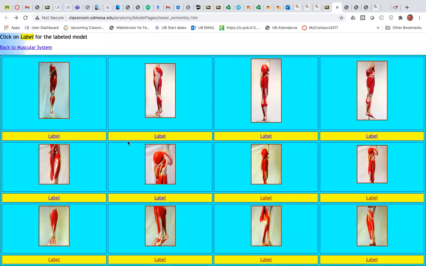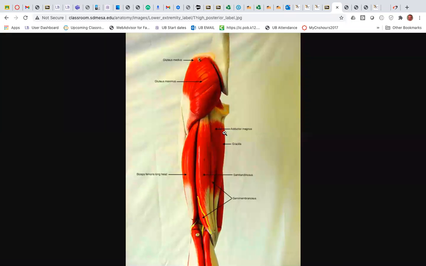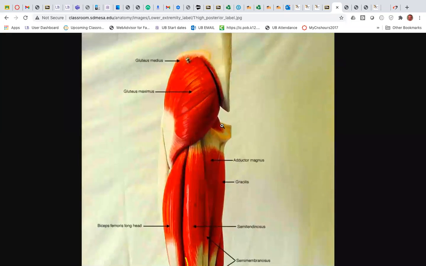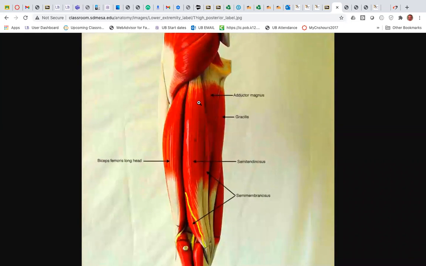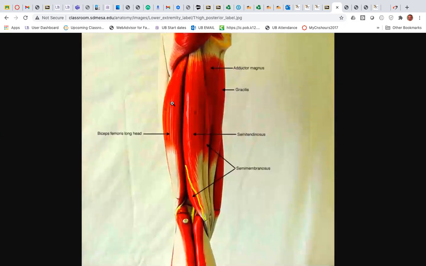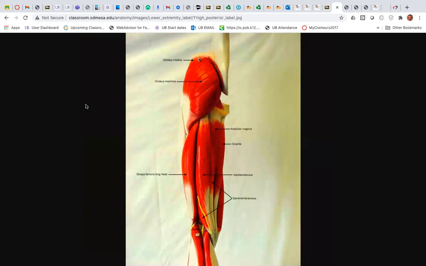Okay, so we did that. We did this. Let's make sure we did this one. Okay. Here's the sacrum. Here's the gluteus maximus. Again, on the posterior side, here's the biceps femoris, semitendinosus, semimembranosus. Here's your gracilis on the inside. Okay.